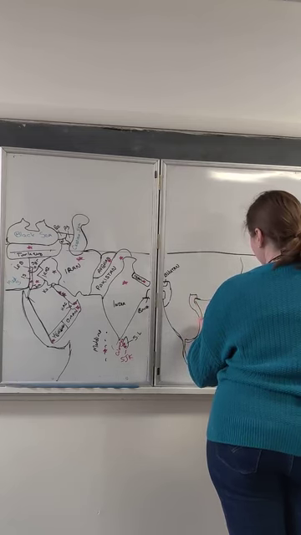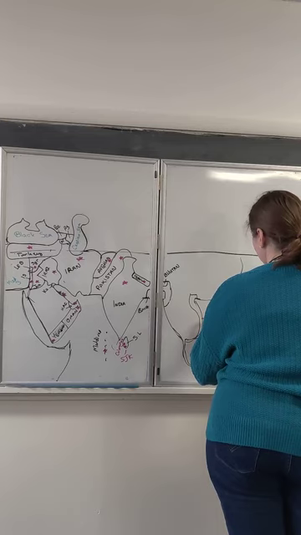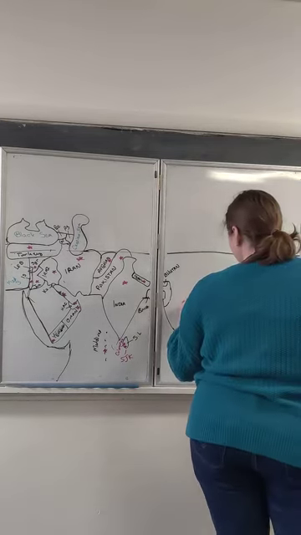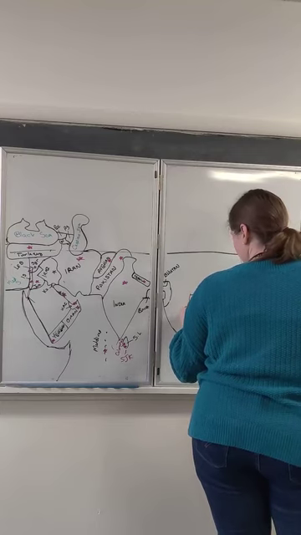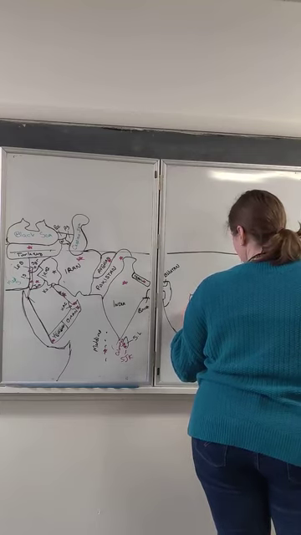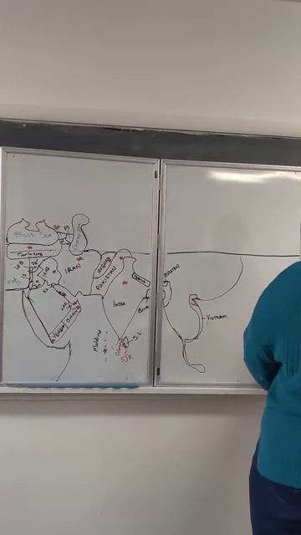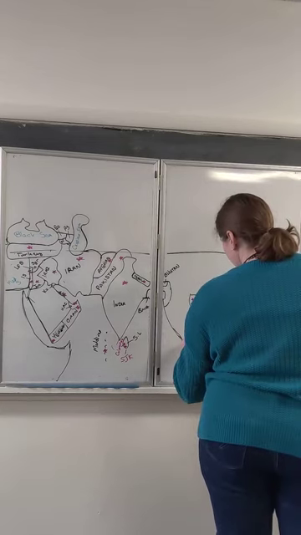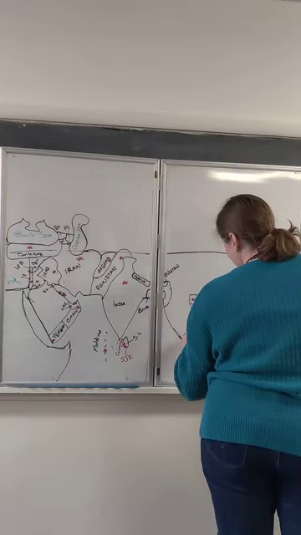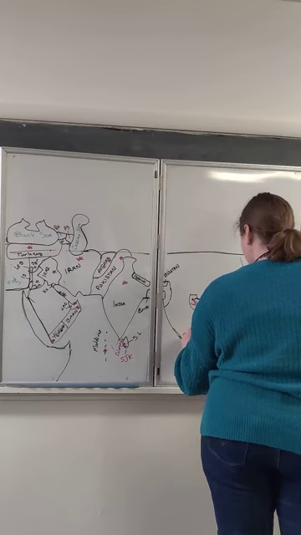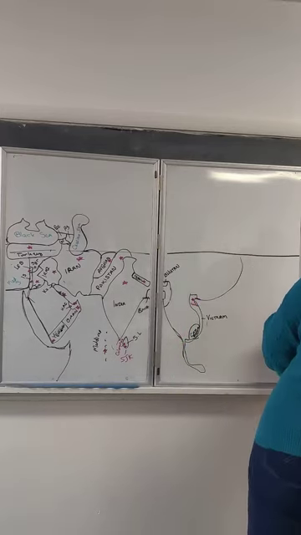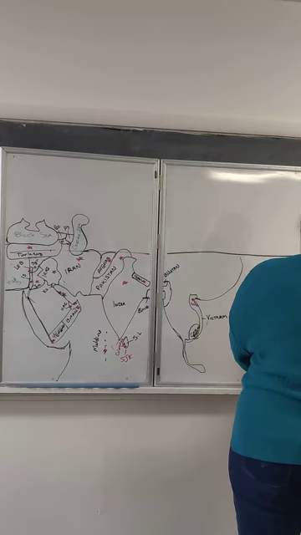This is Vietnam. Vietnam, its capital is at Hanoi. Okay, then down here, kind of do a C-ish shape, and this is Cambodia by the sea, with its capital at Phnom Penh.